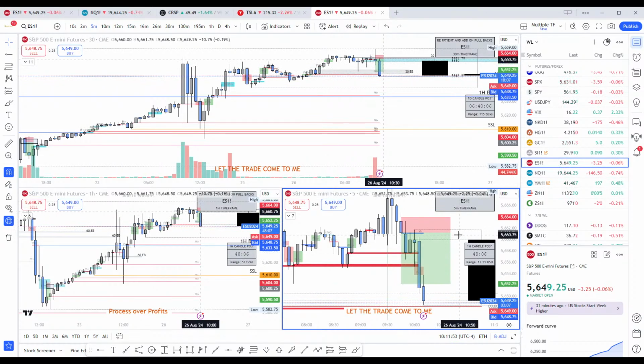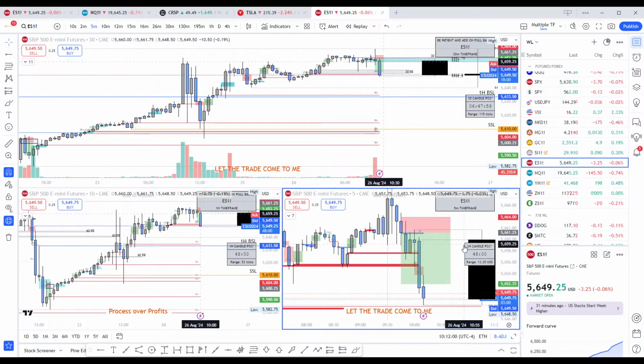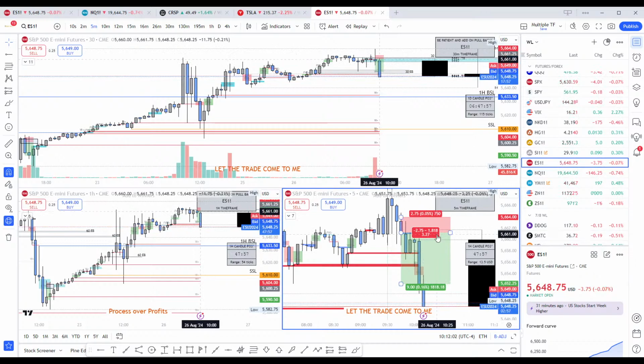And here we go. We're just gonna dump even more. And I would not jump back in this because our entry was all the way back up here.